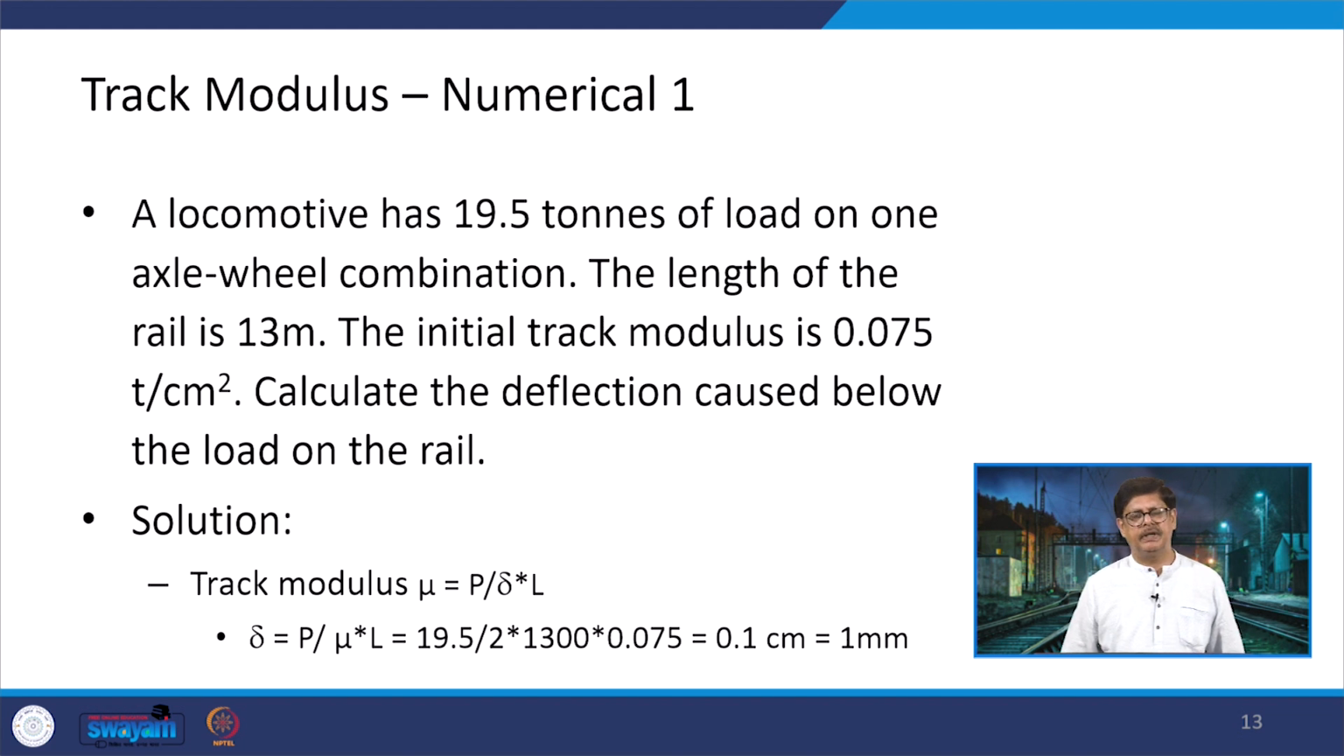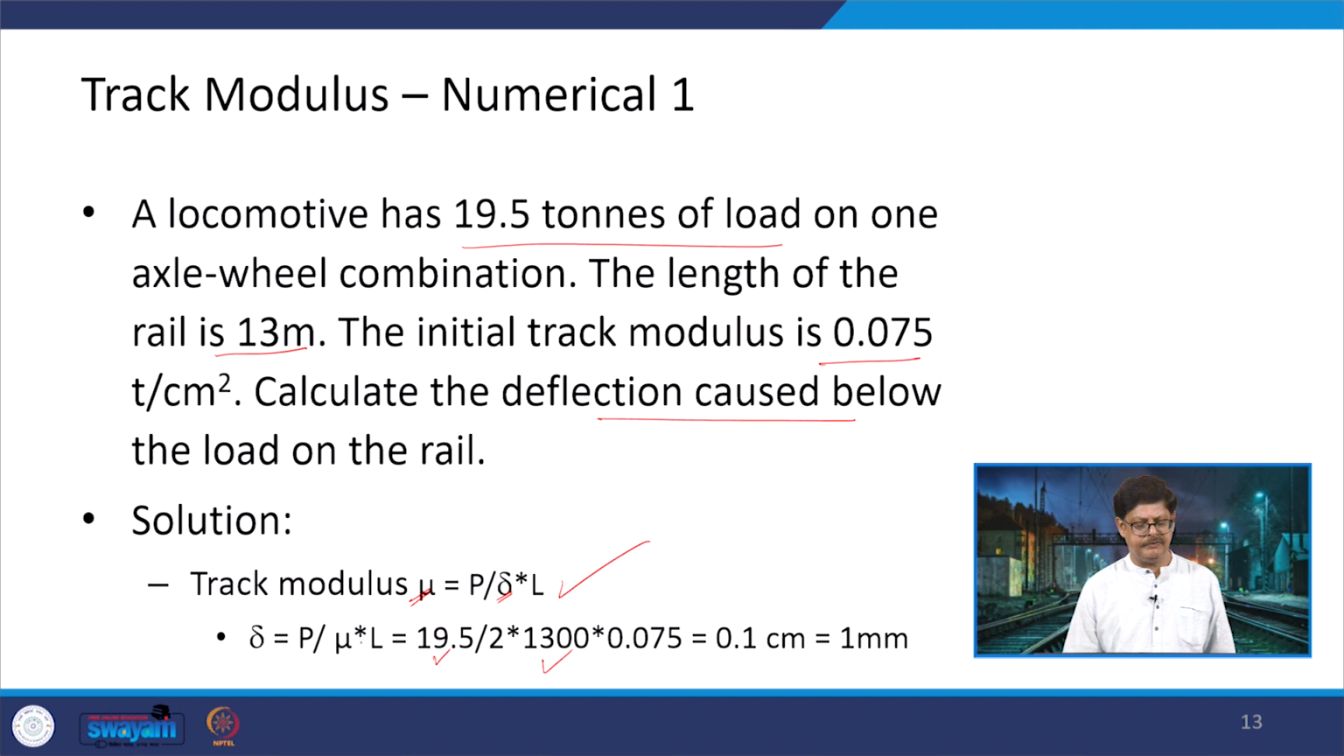Now, let us look at one of the numericals here. We have a locomotive which has 19.5 tons of load on one axle wheel combination. The length of the rail is 13 meters. The initial track modulus is given here as 0.075 tons per centimeter square or 75 kg per centimeter square. We have to calculate the deflection which is being caused below the load on the rail. So, for the average deflection in this case, we are working with the formula, that is the initial one, mu equals P divided by delta into L. P is given to us as 19.5 tons, L is given as 13 meters, so in centimeters 1300, and delta is to be identified, whereas mu is given as 0.075 tons per centimeter square or 75 kg per centimeter square.